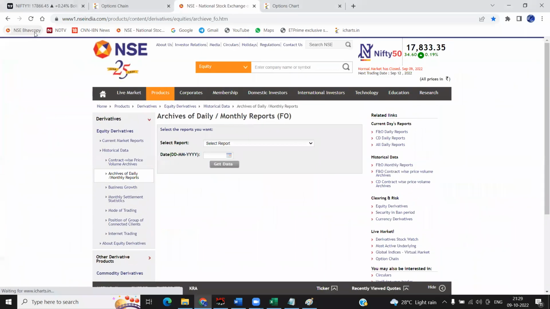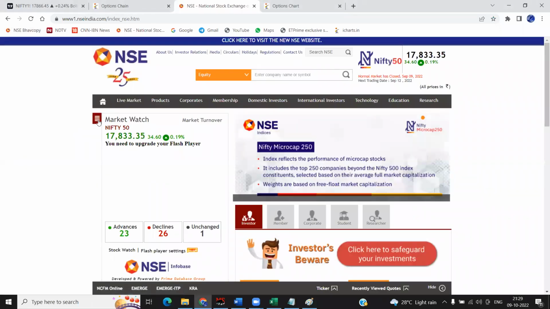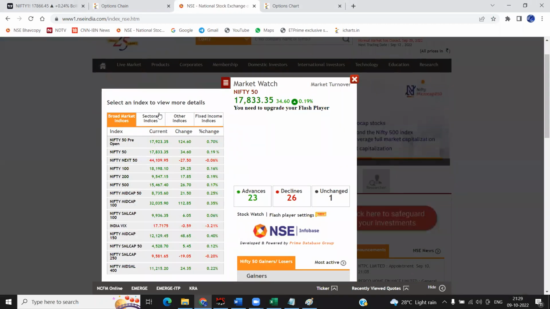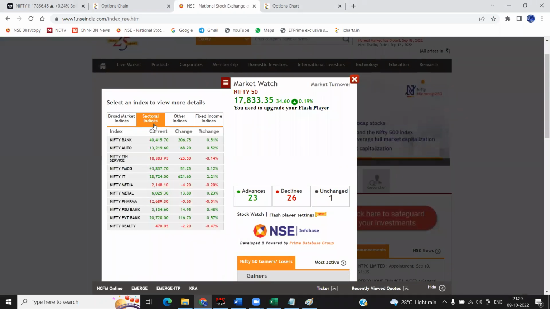Go to the old NSE website. Go to home page. Here, sectoral indices. Check out which sector is the highest here. This will come up by 9:20, 9:30. By 9:30, you should be able to pick up the sector.